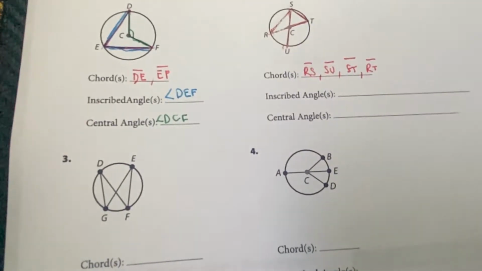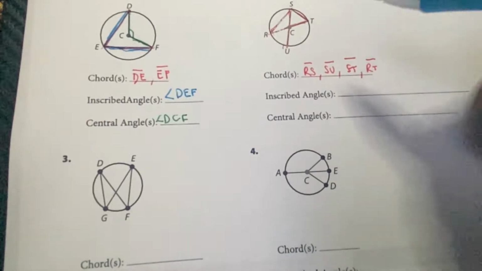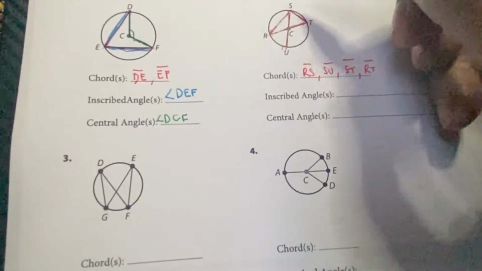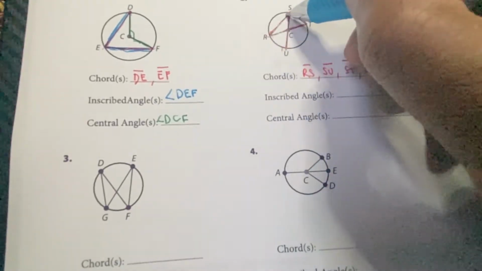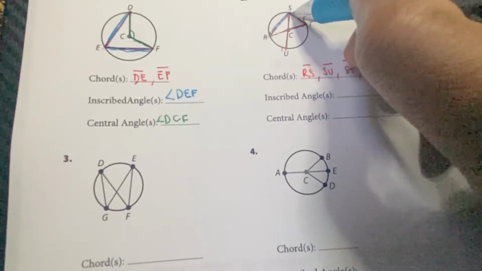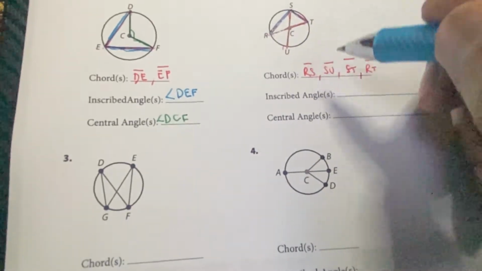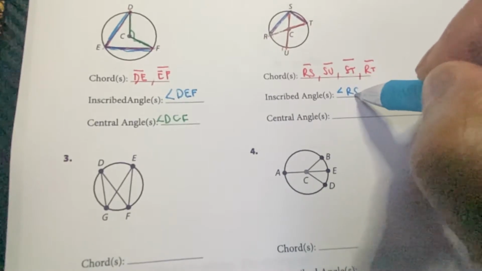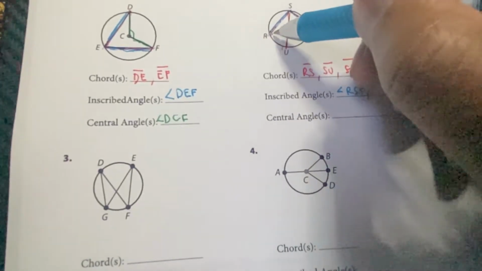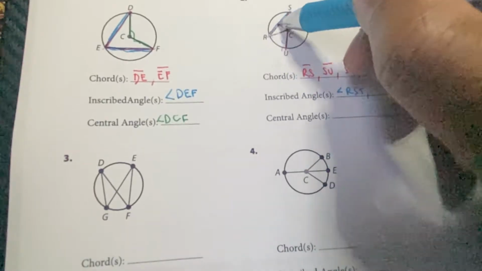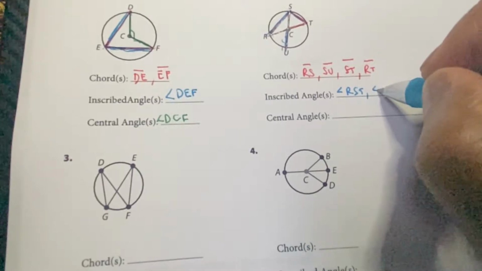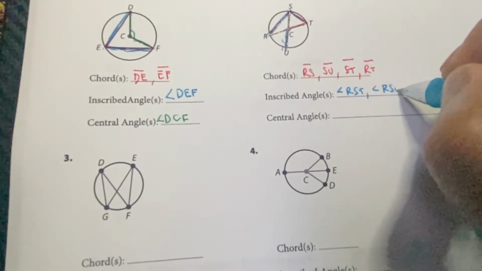Okay, so now we're looking at inscribed angles. My inscribed angles are going to be as follows. RST. Look at that, the vertex is on the circle and two chords connect, right? So that's my first one, RST. My next one is going to be RSU. So I'm going to draw my other inscribed angle right there. That's angle, rather, RSU.